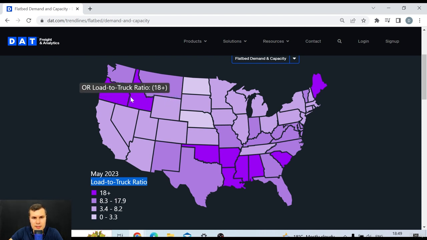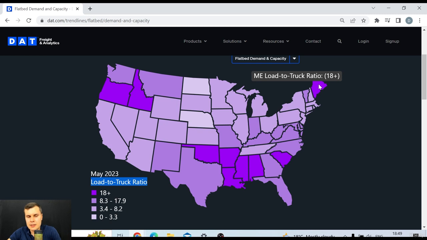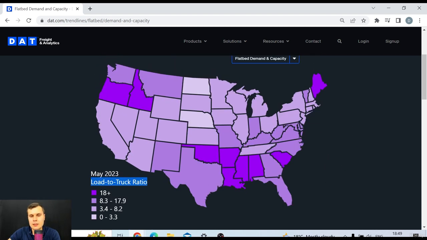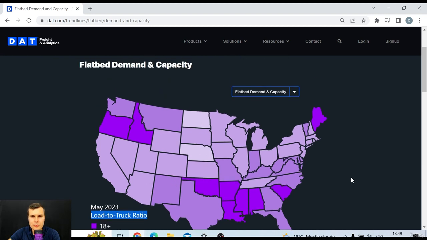There's not enough flatbed trucks in this area, so if you have a truck in Oregon or Idaho, you can expect a higher than average rate. And also Maine. I guess there's usually not too many loads coming out of Maine. It's a small place, not much production, but I guess there's just not enough flatbed trucks to keep up with the demand. So you can look at this map. It also gets updated on a monthly basis. And you can look at this map for each type of equipment.